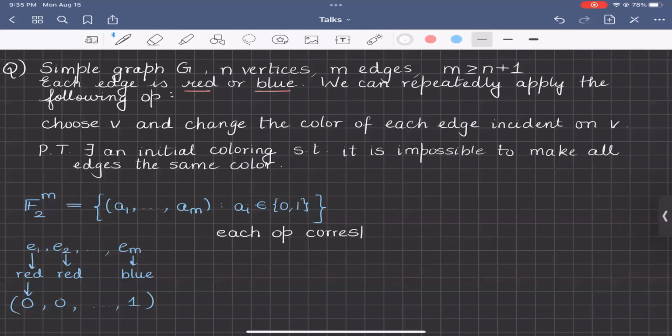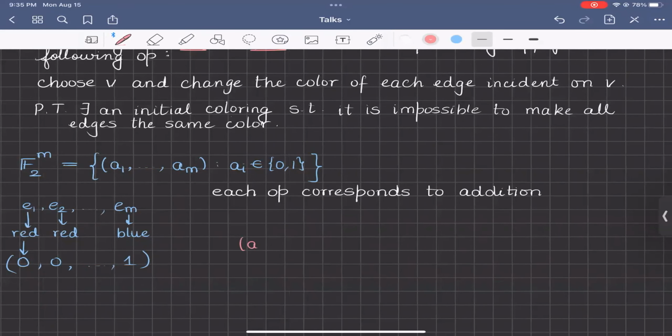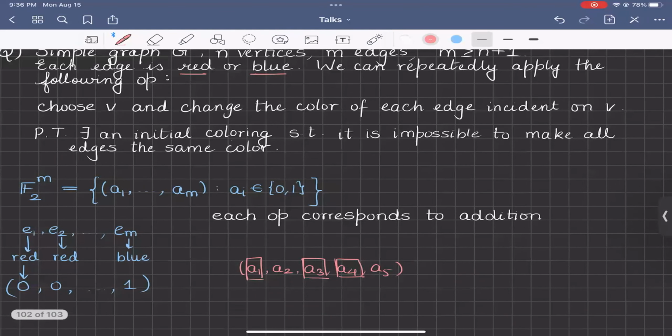Corresponds to addition. How exactly? Because, for example, if I have 5 edges, let's say E1 to E5, and suppose there's a vertex such that edges 1, 3, and 4 are incident on it. Then performing this operation and changing the color of each edge incident on that vertex just corresponds to adding this.